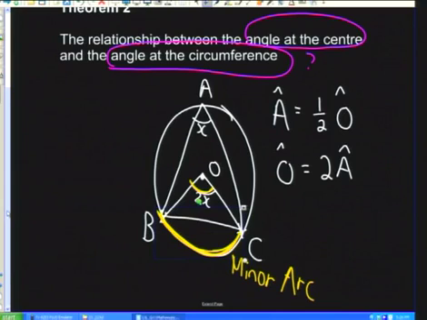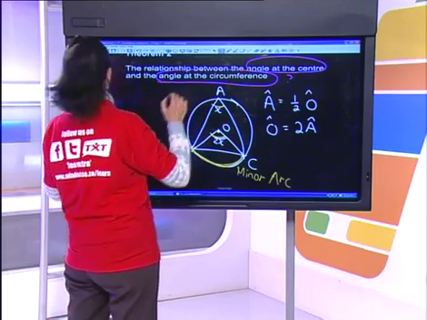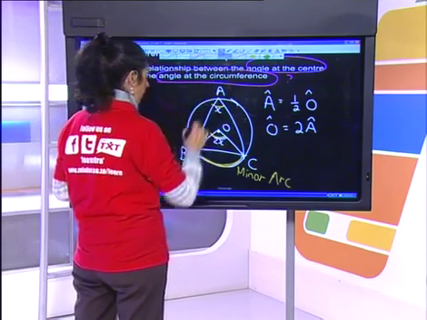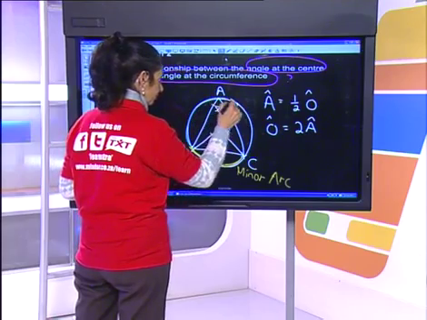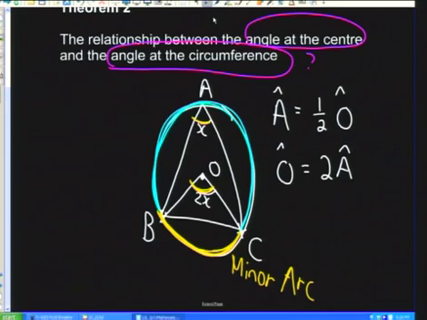And you'll notice that if this is maybe 50 degrees, then this one will be 100. And if this one is 60 degrees, then this one will be 120. So acute, obtuse, acute, obtuse, acute, obtuse, etc., being the minor arc. There is another arc on the circle, and that is this arc over here. And any angle that's subtended from a minor arc will have another major arc. So the blue one is the major arc.